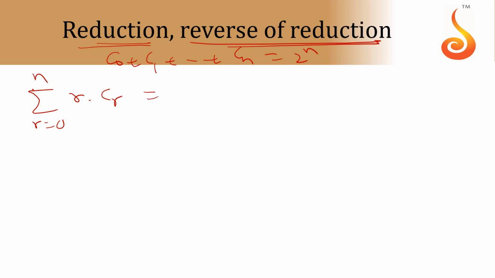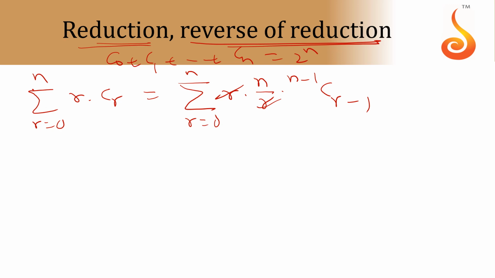But what I want to do: sigma r equal to 0 to n, r into nCr. I can write nCr as n by r into (n minus 1)C(r minus 1). R gets cancelled. So this is called reduction. nCr is reduced to n by r into (n minus 1)C(r minus 1). So that r gets cancelled.